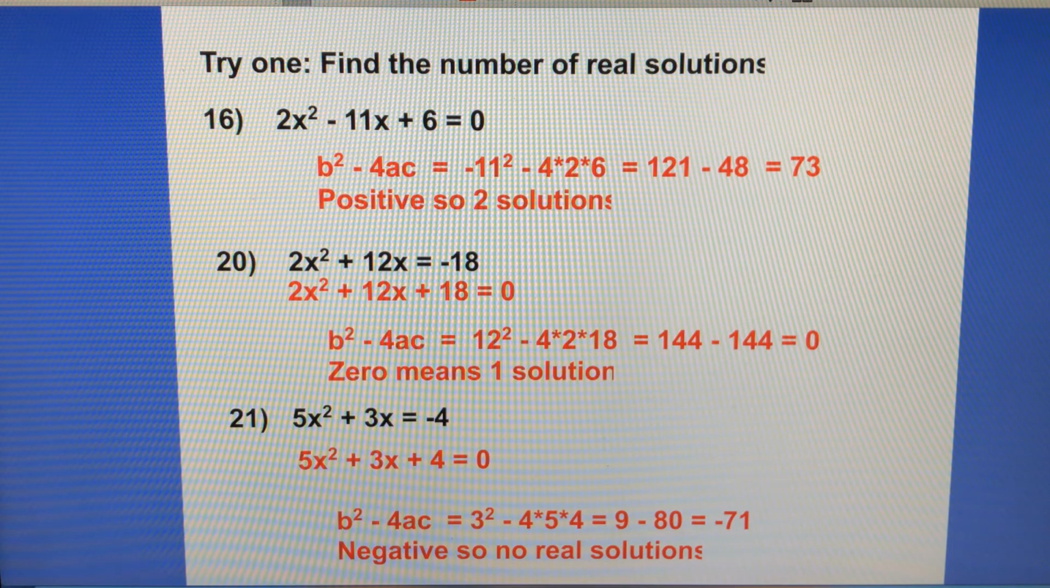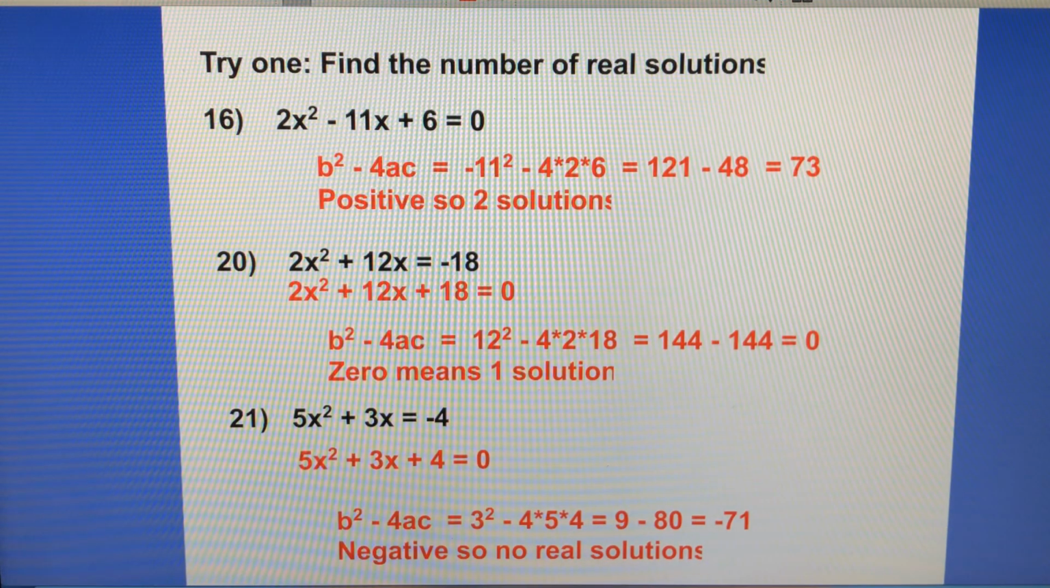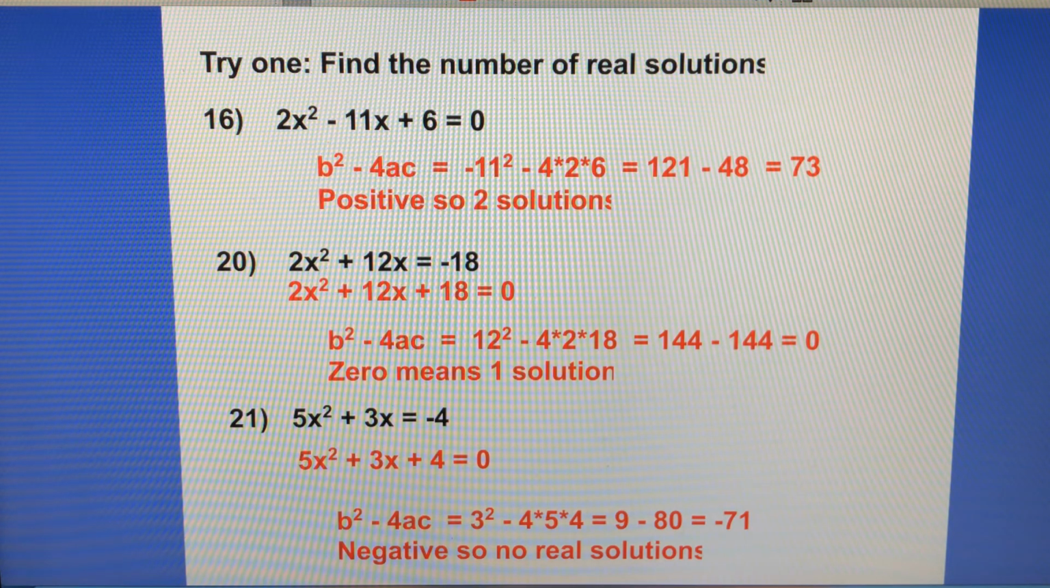2x squared minus 11x plus 6 equals 0. So I do b squared minus 4ac equals negative 11 squared minus 4 times 2 times 6. 121 minus 48 equals 73. That is a positive value. There will be two solutions.